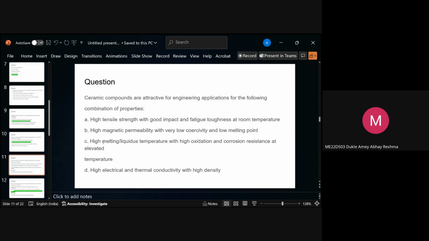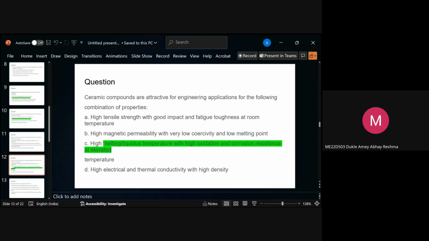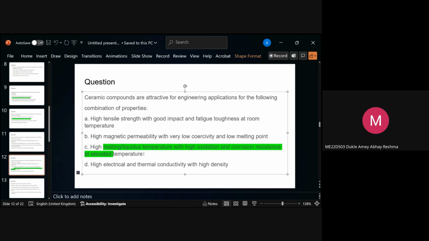The next question: ceramic compounds are attractive for engineering application due to a combination of properties: high tensile strength with good impact and fatigue toughness at room temperature, high magnetic permeability with low coercivity and low melting point, high melting liquidus temperature with high oxidation and corrosion resistance at elevated temperatures, and high electrical and thermal conductivity with high density. So the answer is high melting temperature and liquidus temperature with high oxidation and corrosion resistance at elevated temperatures.